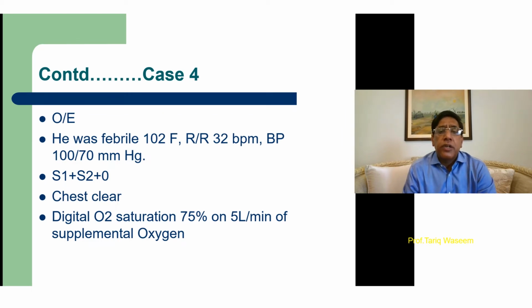His respiratory rate was 32. Blood pressure was slightly on the lower side, 100 over 70. His heart sounds were normal. Chest was clear. His digital oxygen saturation was 75% on 5 liters per minute of supplemental oxygen. So it was difficult to maintain.